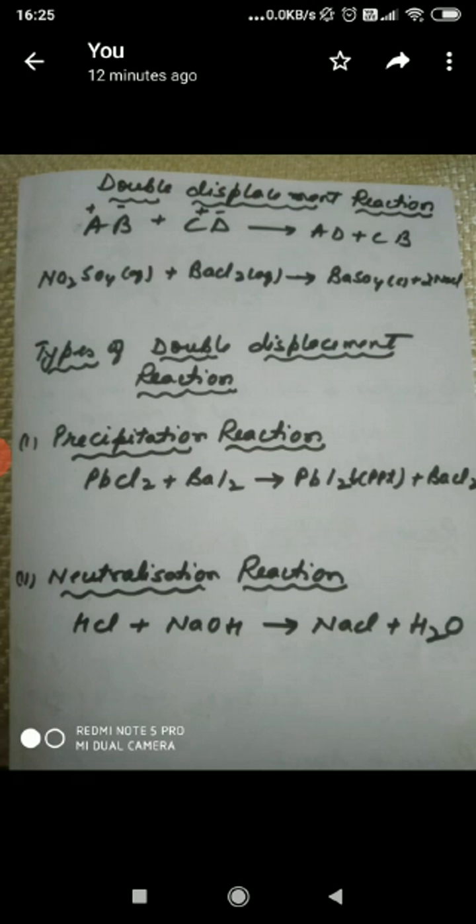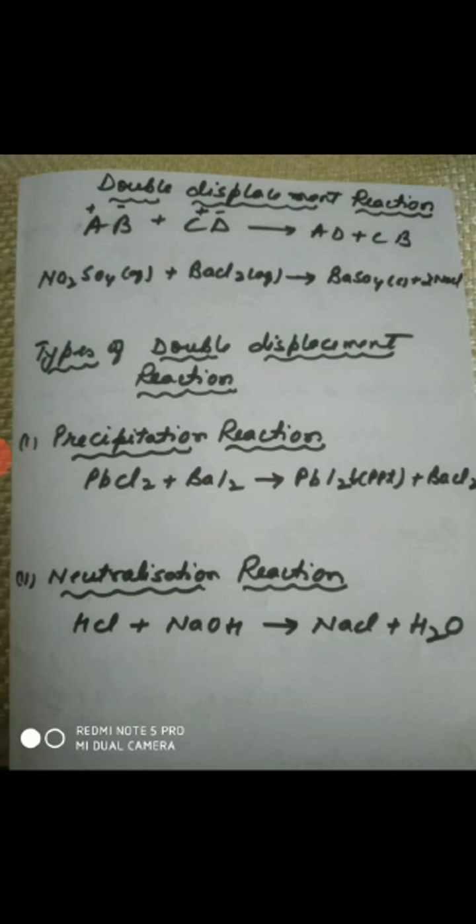See the example. When lead chloride reacts with barium iodide, it will form a precipitate of yellow color. Precipitate of yellow color, lead iodide, and barium chloride is formed.